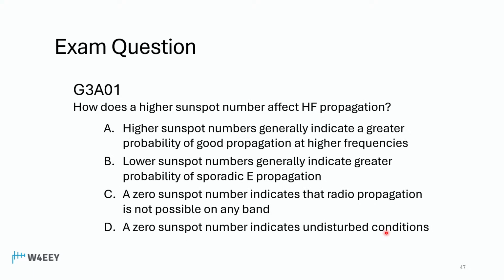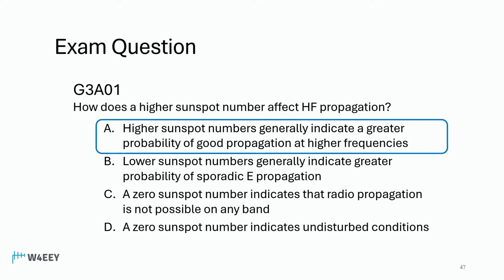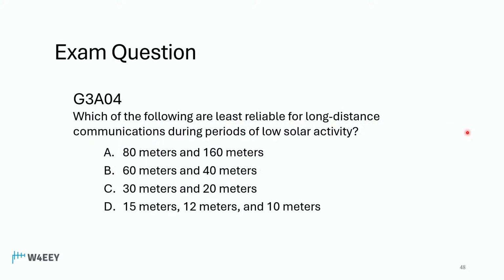How does a higher sunspot number affect HF propagation? Alpha. Higher sunspot numbers generally indicate a greater probability of good propagation at higher frequencies. There are some other solar effects that can negate that, but this is generally true. Which of the following are least reliable for long-distance communication during periods of low solar activity? Delta. In other words, which bands really stink?